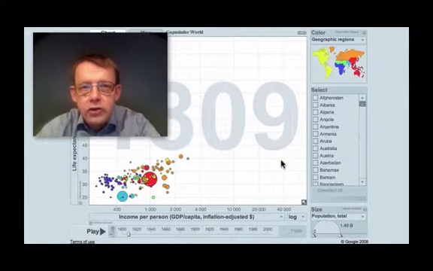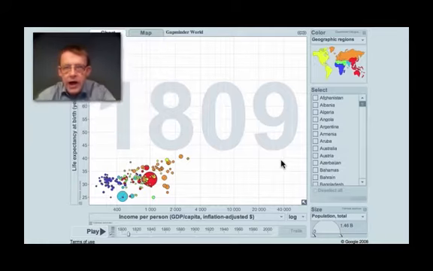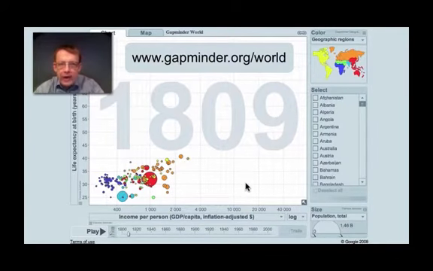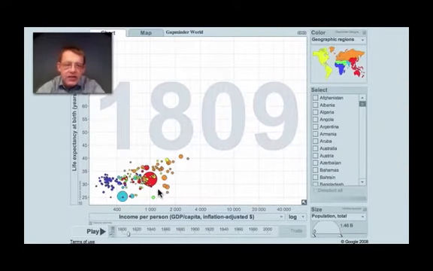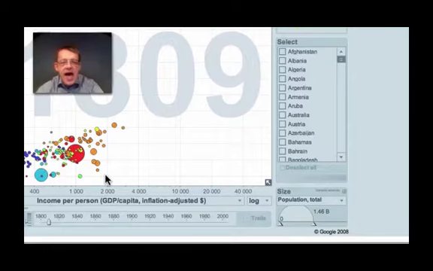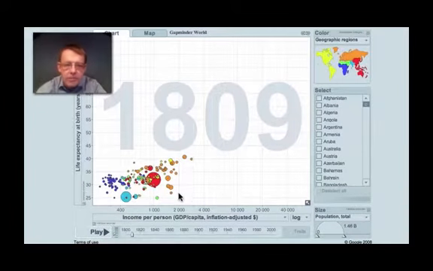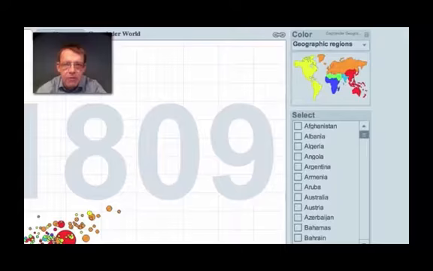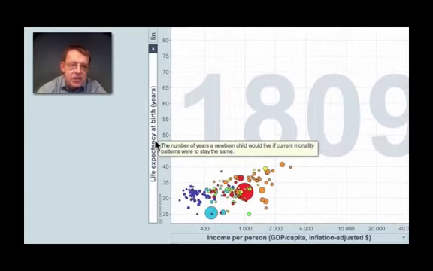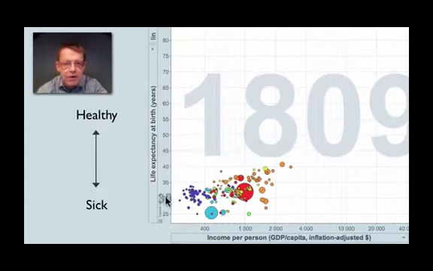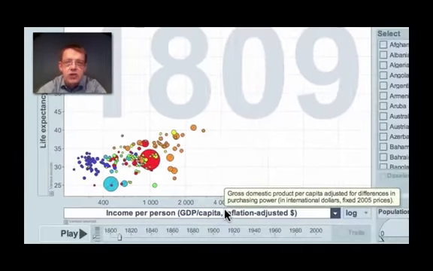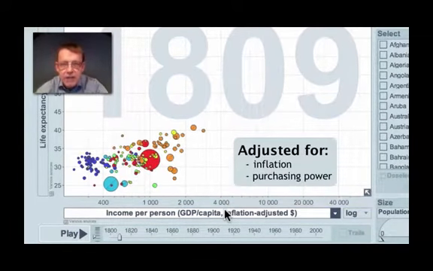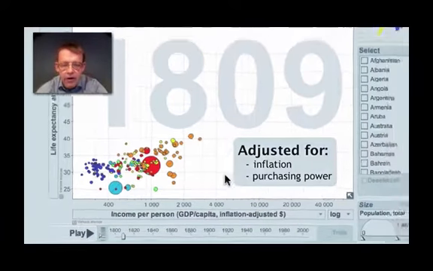It was the last 200 years that changed the world. I will show you in Gapminder World here the situation in 1809. Each bubble is a country. The size shows the population and the color shows the continent. The brown here is West Europe, and you can see from the map for the rest. This axis shows health, life expectancy at birth from 30 years to 80 years. And this axis shows income per person in dollars adjusted for inflation and for purchasing power.